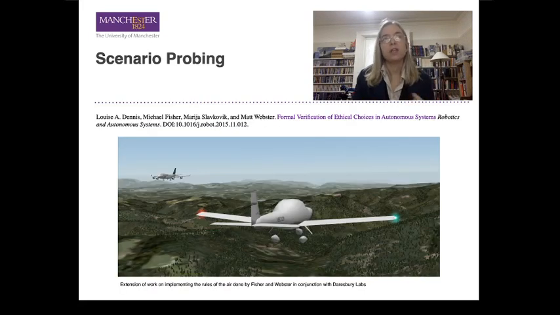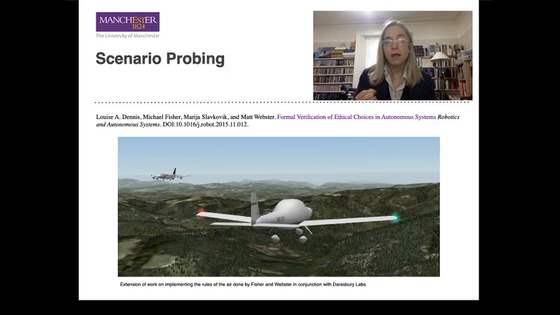Lastly, in this kind of scenario programming, this is an example of some joint work that I did with Maria and also Matt Fisher and Matt Webster. And this work grows out of work that Michael and Matt had done in verifying the rules of the air, which are a code for how pilots should behave. And so they were trying to verify that an autonomous system would behave in the same way as a pilot.